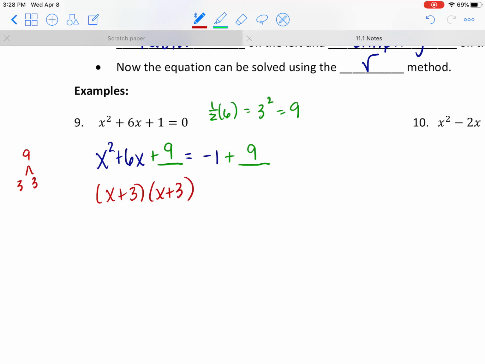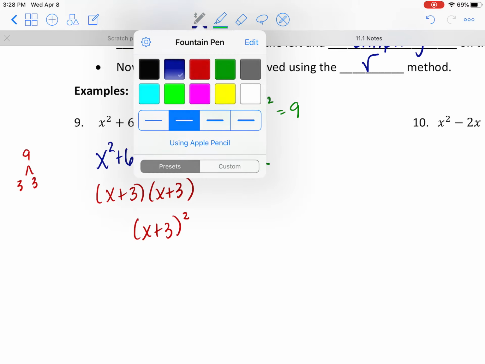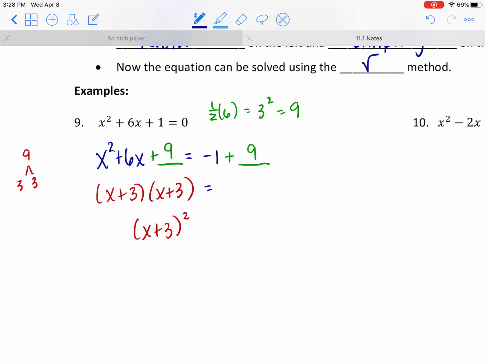On this side, we can now factor. What are the factors of 9 that make 6? Well, they're 3 and 3. So I could write this side as x plus 3 times x plus 3. But there's a more concise way to write that. If it's x plus 3 multiplied by itself, I can call it x plus 3 squared. And that's what's going to happen every time we use this process. Again, completing the square is making a binomial squared here, okay? So I have this binomial squared on this side.